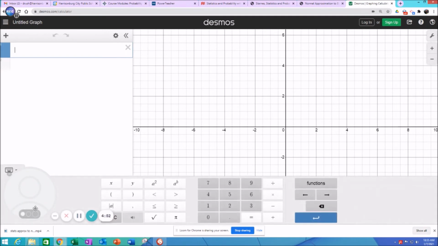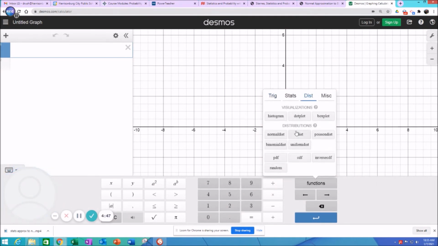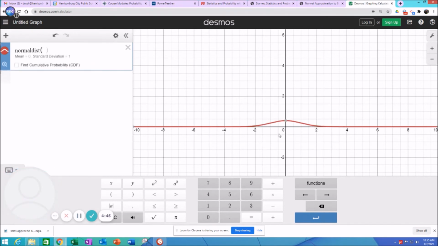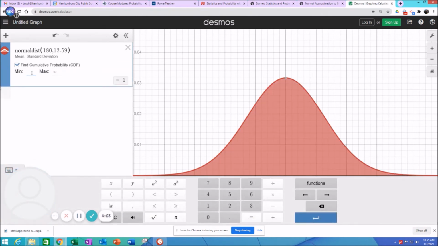So we go to functions, distribution, it's a normal distribution. We said our mean was 180 people with a standard deviation of 12.59. Okay, so there is our approximately normal distribution graph. All right, now we want to know between 155 and 205. So if we go to find the cumulative, between 155 people and 205 people gives us a probability of 95%. Okay, so that's how you find the probability.